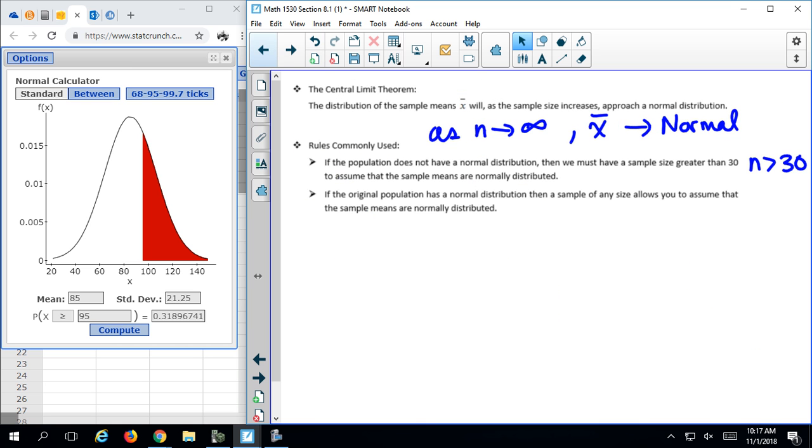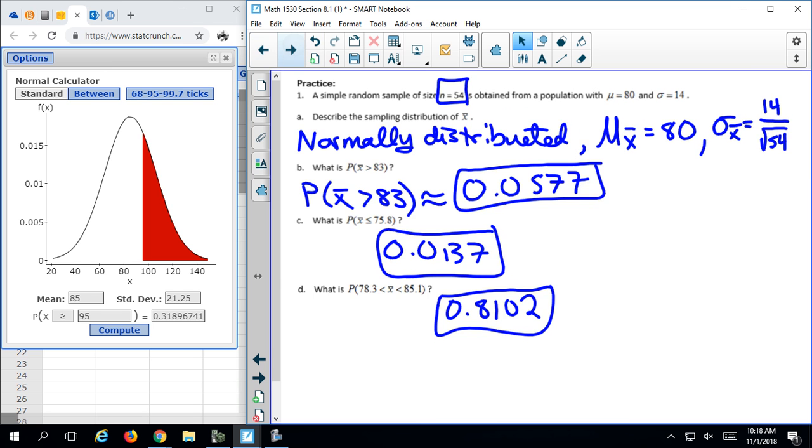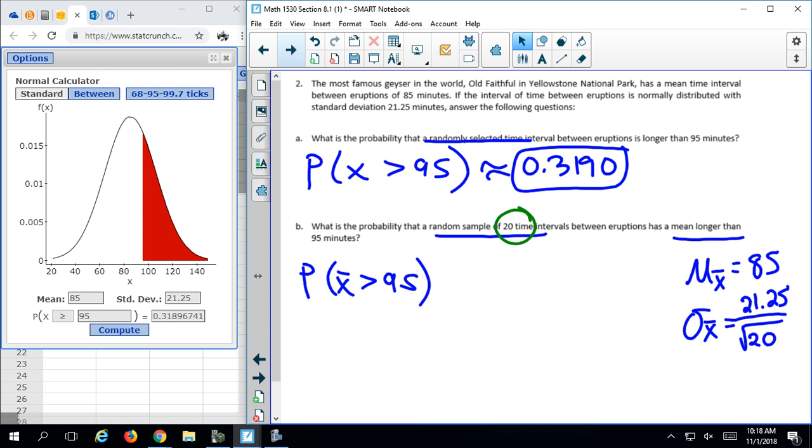So let's go back. So this says there's two things. You need one of the two. You need a sample size bigger than 30, which we don't have, or if the original population is normally distributed, it doesn't matter how big the sample size is. Okay? So you need one of the two. You either need a sample size bigger than 30, or you need the original population to be normally distributed, which we do have. So it told us that these time intervals are normally distributed.